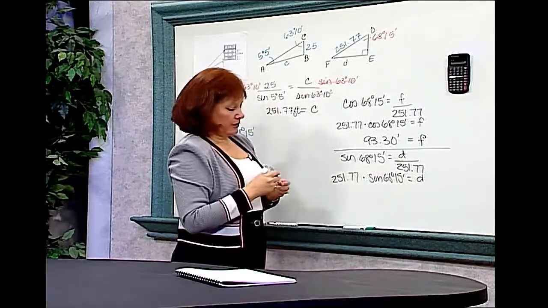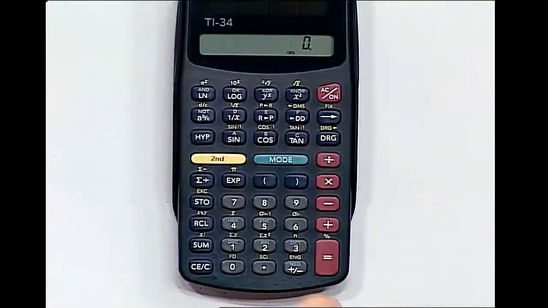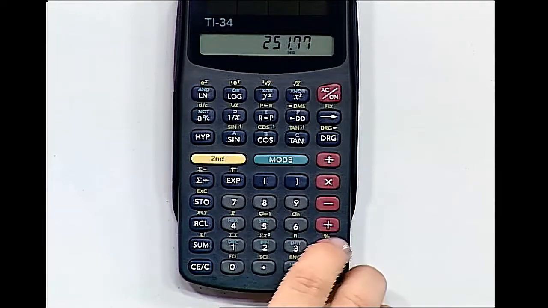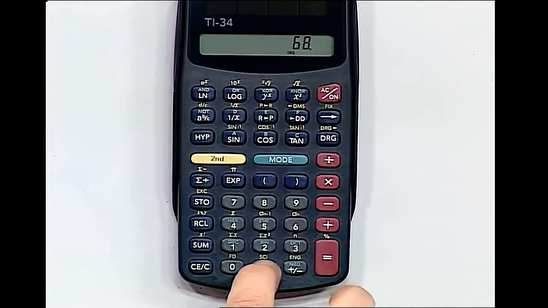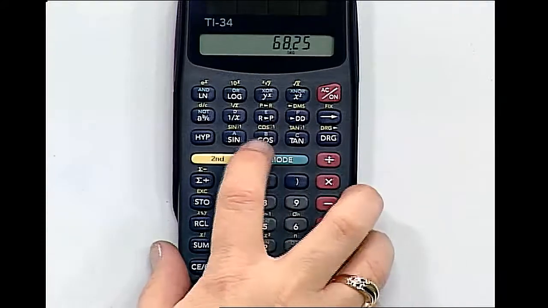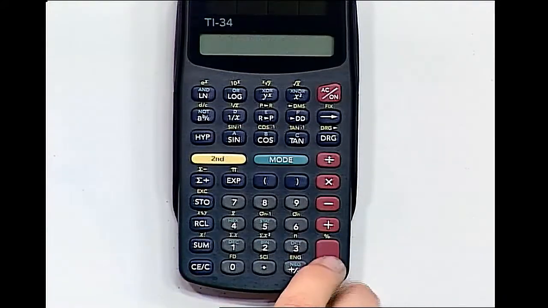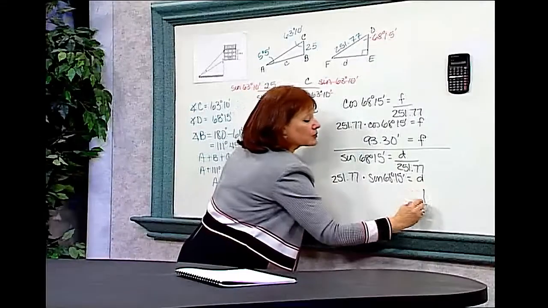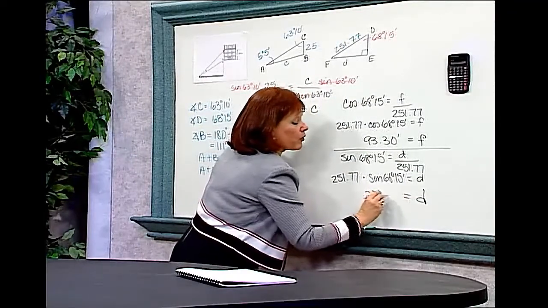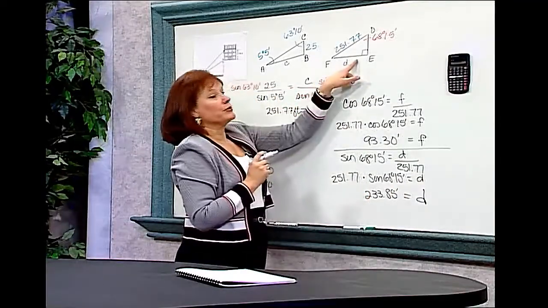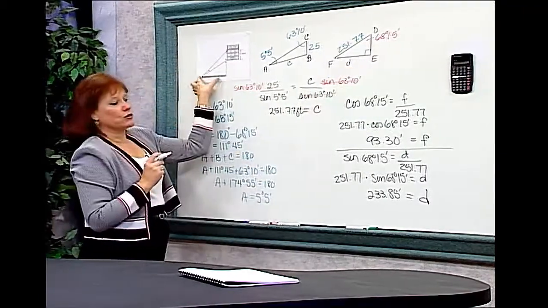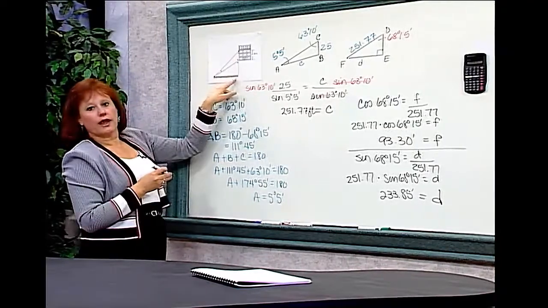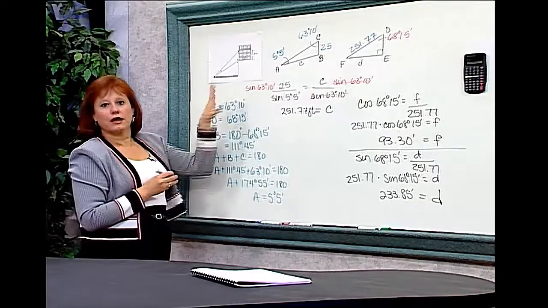So I'm going to come to my calculator, and I'm going to make sure to clear it out. I'll put in 251.77 times the sine of 68 degrees 15 minutes, so I'll put in 68 degrees 15 minutes, changing it to a decimal, and I'll take the sine and complete the operation by hitting the equals key. And I have 233.85 feet. So I know d is 233.85 feet. I'll remember that d was the bottom of the right triangle, which corresponds to the width of the river. So using our trigonometry skills, we were able to find the height of the cliff and the width of the river without using any direct measurements of those things.